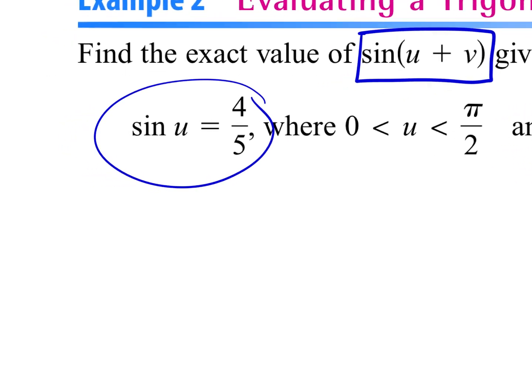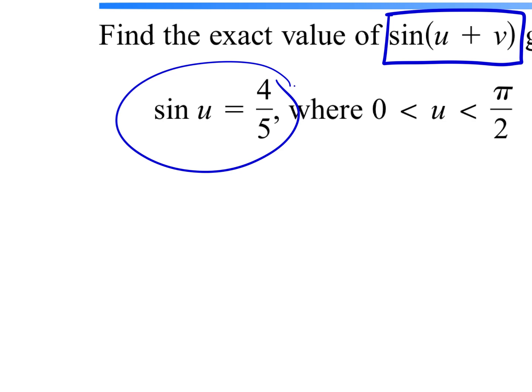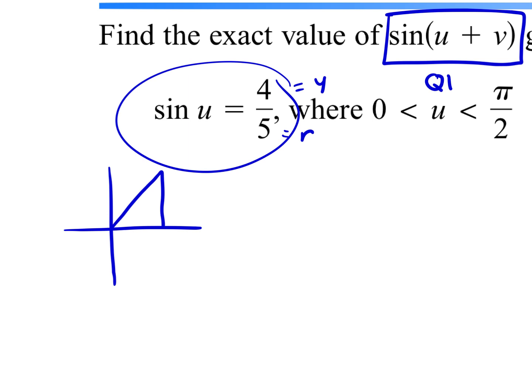Now sine, in terms of x, y, and r, is what over what? Sine is what value? The y value. So it's y over r. And it tells us that we're in which quadrant? Quadrant 1. We're going from 0 to pi over 2, so we're in the first quadrant. So we are here. So my sine would be 4, my y is 4, and my r is 5.